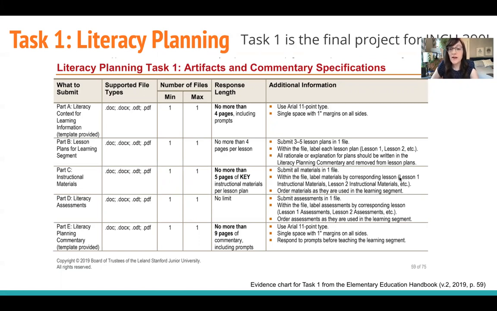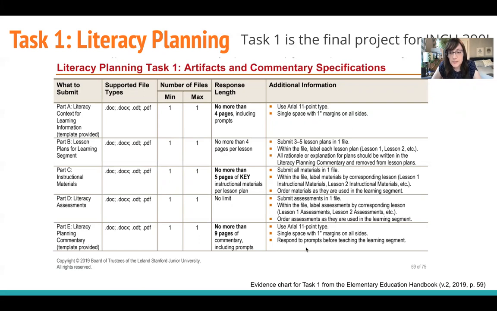You should separate it very clearly with a bold heading that says Lesson 1 instructional materials, Lesson 2 instructional materials, and kind of fill them in afterwards. Start on a fresh page when you're at a new lesson. You don't have to squeeze everything onto one page for each lesson. You can have multiple pages for each lesson, but at the start of a new one, make sure you're on a fresh page.